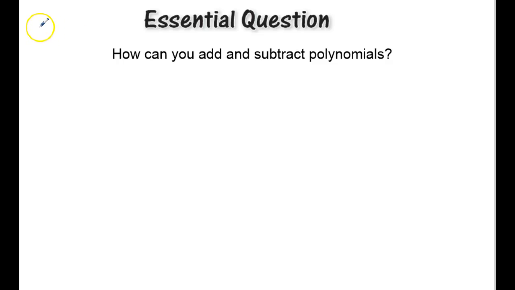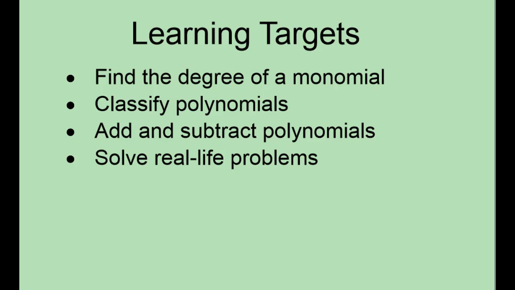All right, here we are looking at section 7.1, and we're going to be starting to deal with polynomials. So our essential question for this section is how can you add and subtract polynomials? So let's look at our learning targets. First, we're going to find the degree of a monomial. Then we're going to be classifying polynomials. Our third learning target is add and subtract polynomials. Then finally, we're going to use these to solve some real-life problems.